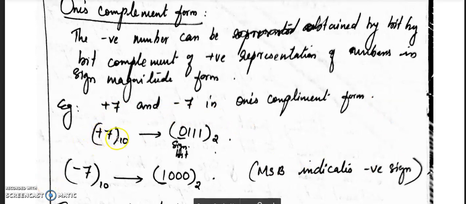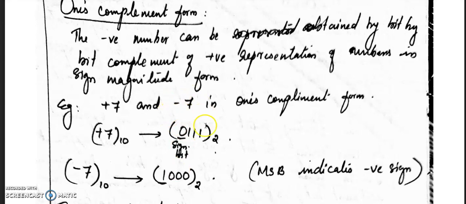Plus 7, 7 means 111. So for plus 7, first you have to write 111 with an extra sign bit. So plus 7 means the sign bit is 0. When you take the one's complement of this, what will you get? You have to complement each bit: this 0 becomes 1, and all the ones become zeros. So that is minus 7.